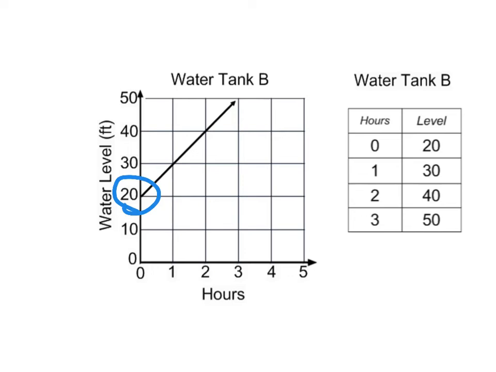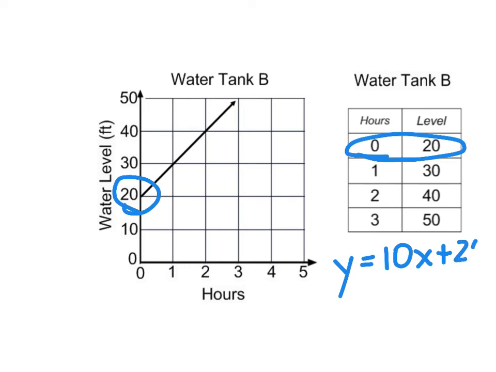So what does that mean? Well, at 0 hours, before we've put any water in, there's actually already 20 feet of water. And you see that in the table as well, because at 0 hours, we're starting with the 20 feet. So what would that look like in an equation? So in the equation, we're going to have y equals, and it's going to be 10x because it's the same rate as the last water tank, plus 20 because we're starting at the 20.